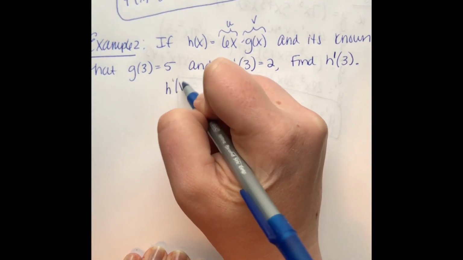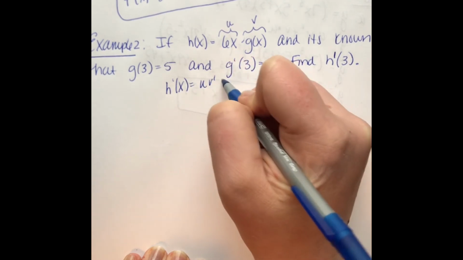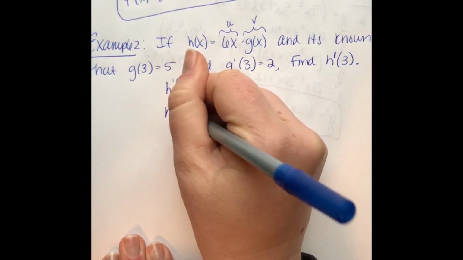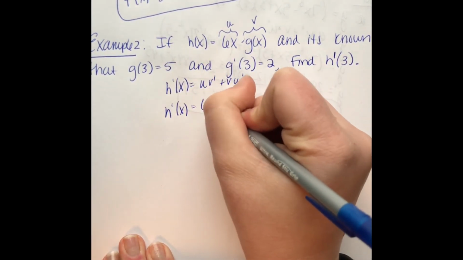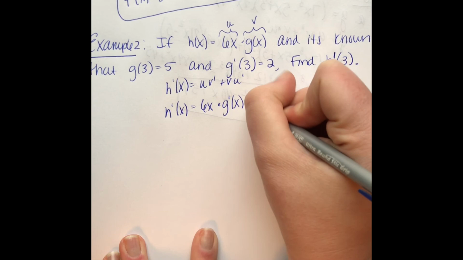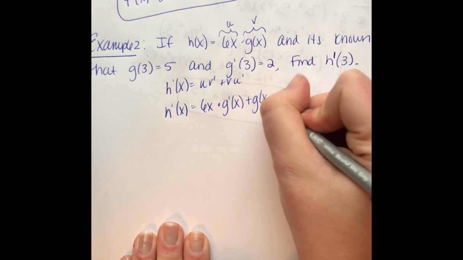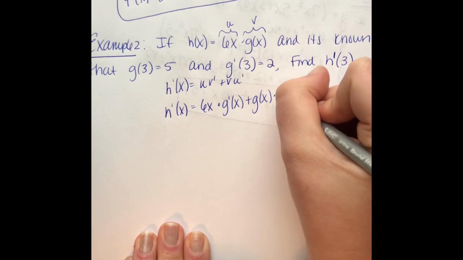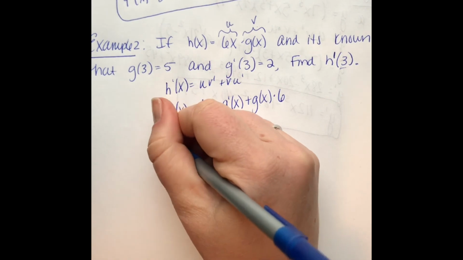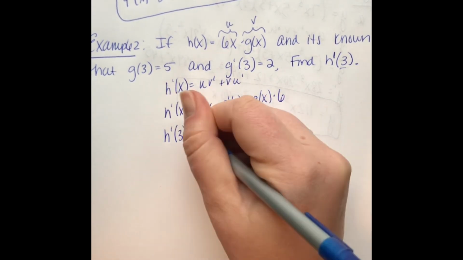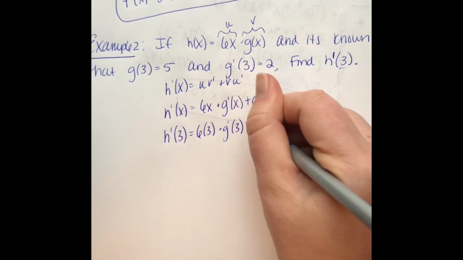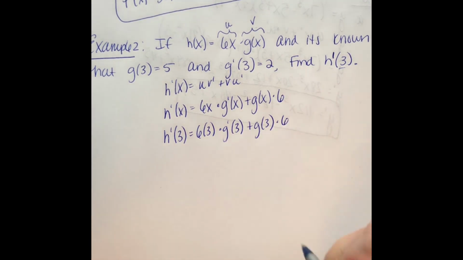So h prime of x is equal to uv prime plus vu prime. Again, using the derivative. So h prime of x, the first function is 6x times the derivative of g of x is g prime of x, plus the second function, g of x, times the derivative of the first function, which is just 6. Since we now want to find h prime of 3, we're going to plug 3 in for x. So h prime of 3 is equal to 6 times 3 times g prime of 3 plus g of 3 times 6.